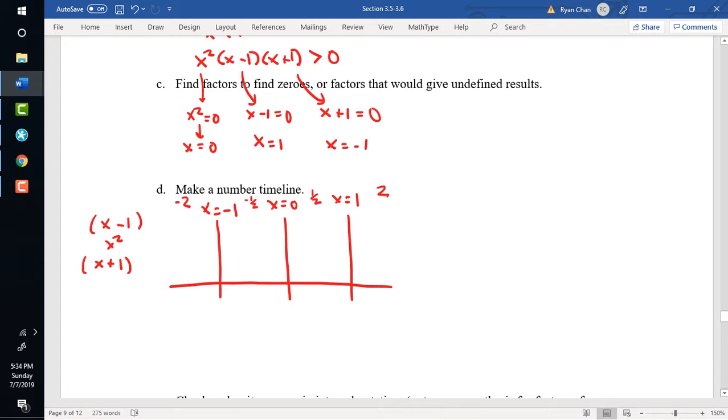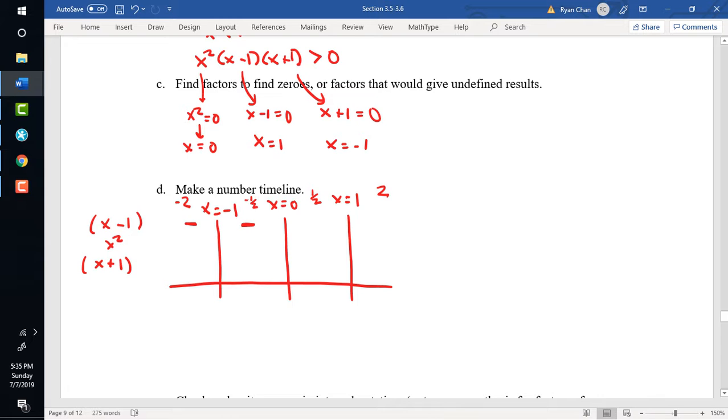So I'm going to plug in -2 for x minus 1, and I get -3. Now, I don't care about the actual number. I care about whether it's positive or negative. So -3 is obviously negative. Then for -1/2, -1/2 minus 1 is -1.5. That is negative.